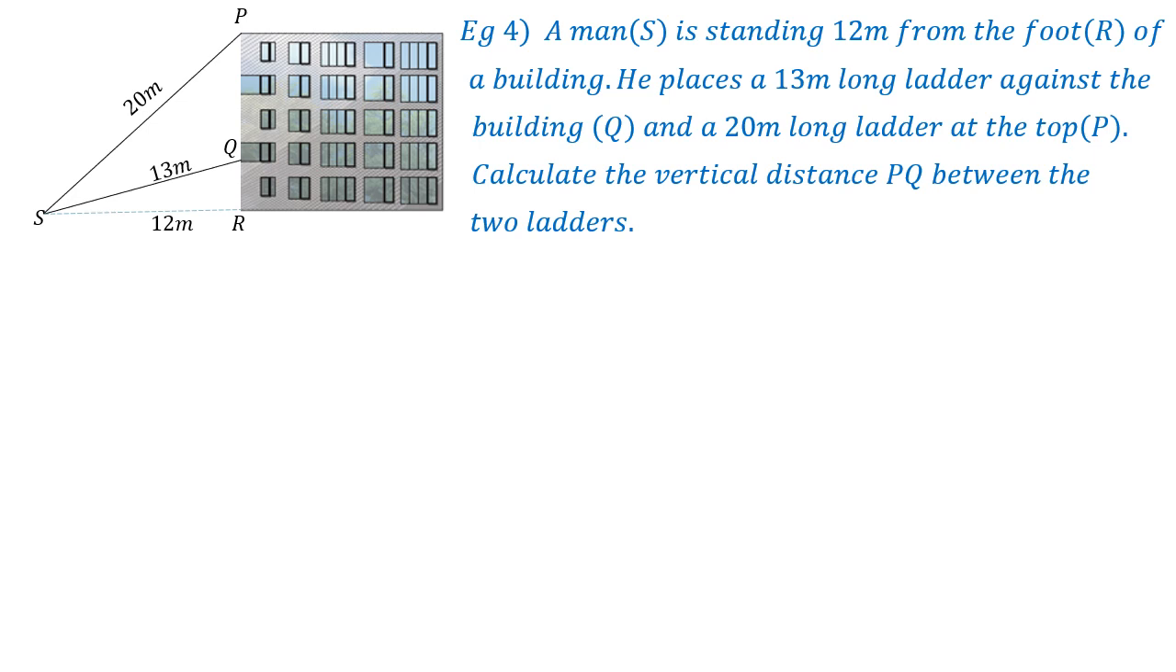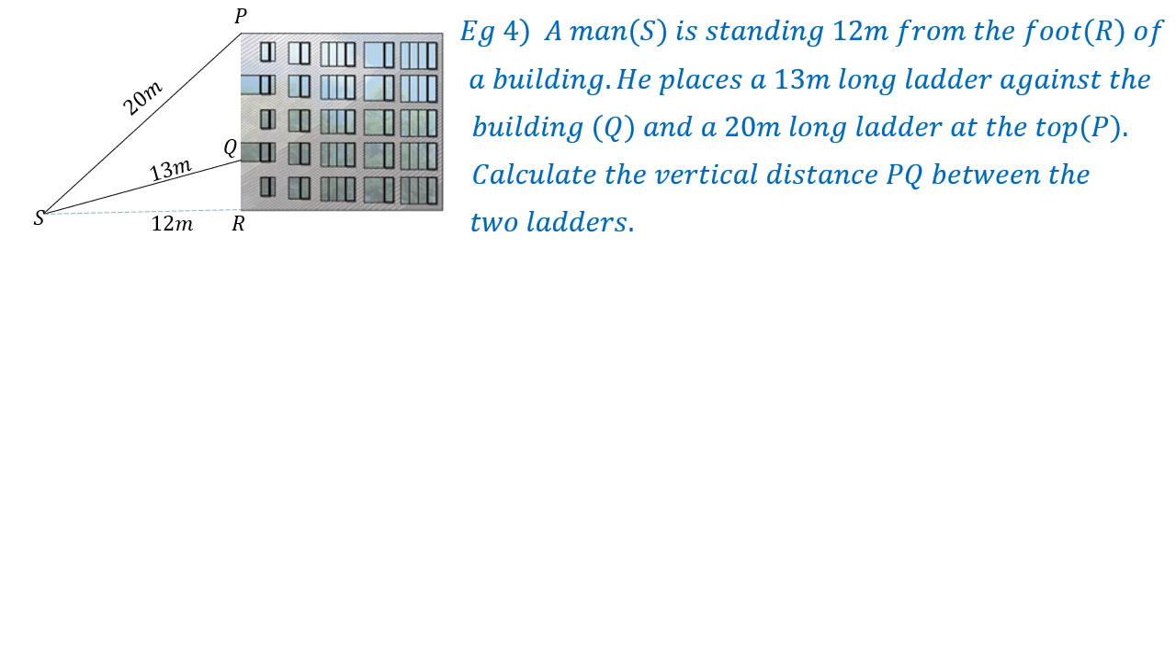Example 4. A man S is standing 12 meters from the foot R of a building. He places a 13-meter long ladder against the building Q and a 20 meters long ladder at the top P. Calculate the vertical distance PQ between the two ladders.